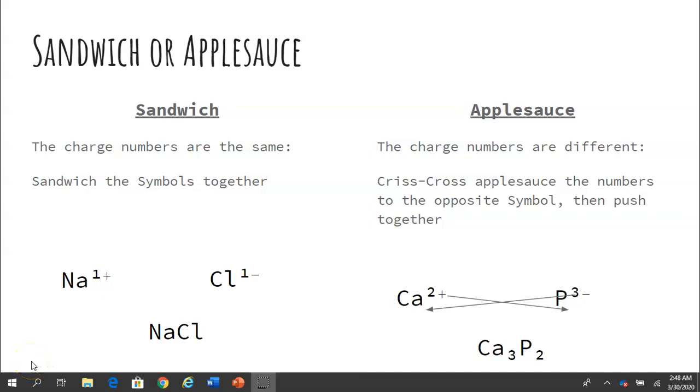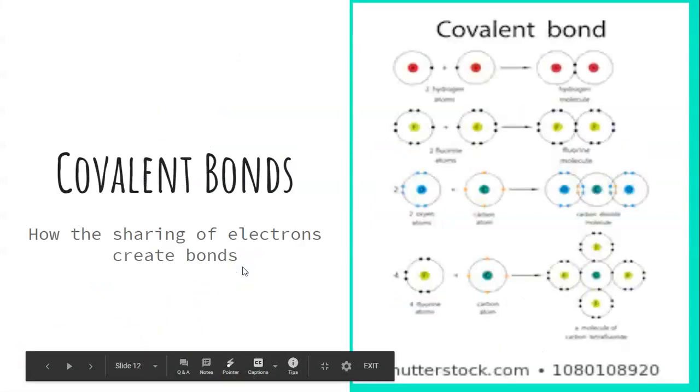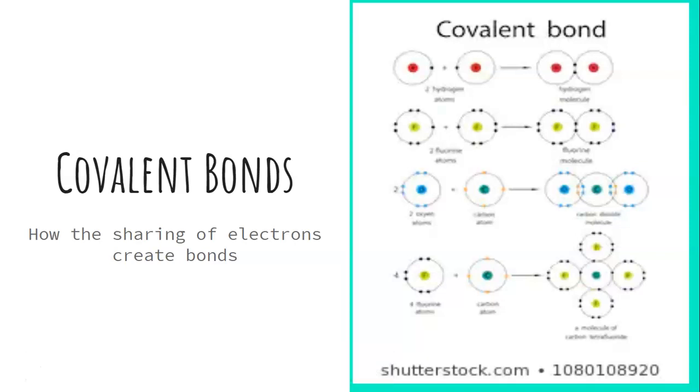So picking up where we left off, we're going to keep moving through with our bonding. So now that we looked at ionic bonds, now we're going to look at covalent bonds. And this is how our electrons are shared to create bonds.